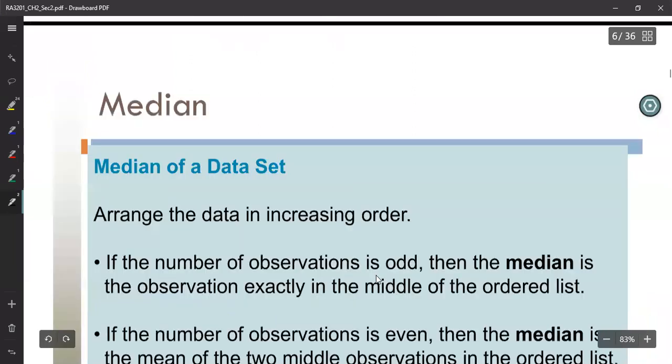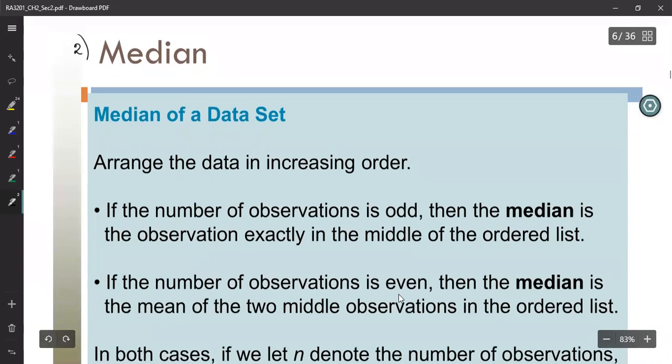Okay, next is the median. Median of a data set is the midpoint of the ordered data. So you have to make sure you do the ordering or the sorting first. Okay, be very, very careful. The first thing you have to do, before you find the median of a data set, or that is the midpoint of the data set, is make sure your observations are sorted. Usually we arrange them in ascending order or increasing order.